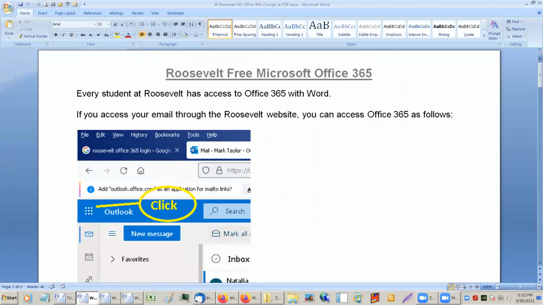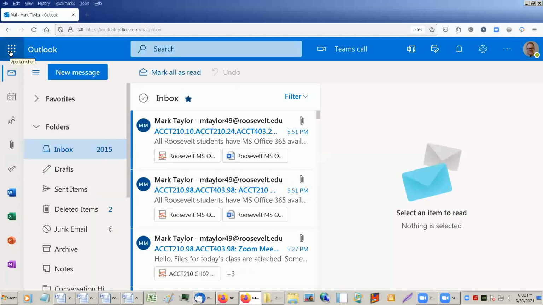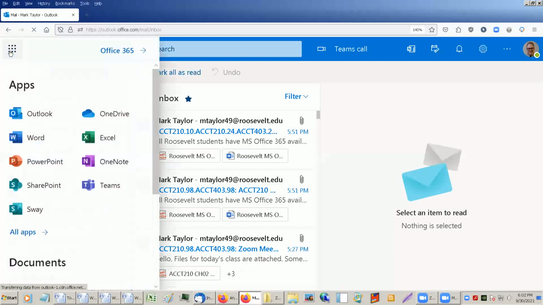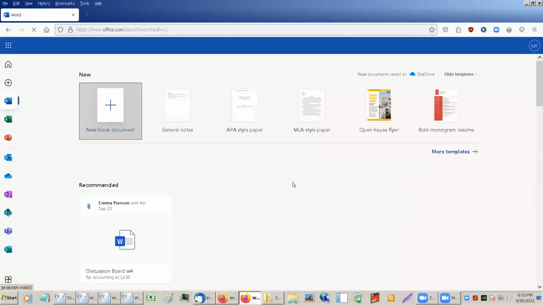It's kind of a crummy handout, but it has most of the stuff in there. So the first thing you're gonna do is click on that little waffle square looking thing. This thing. And once you click on that, these are all the apps you have access to. So if you want to open up Word, you can. And you get something that looks like this.